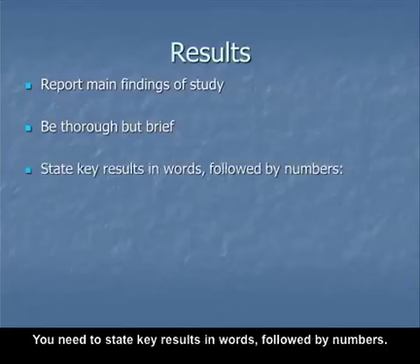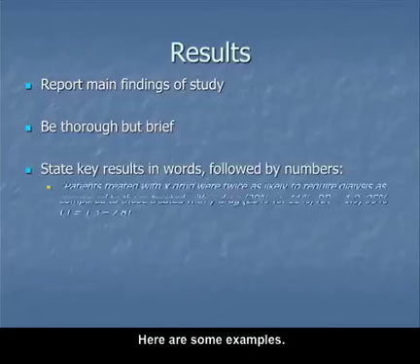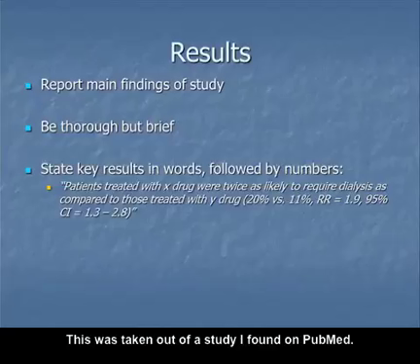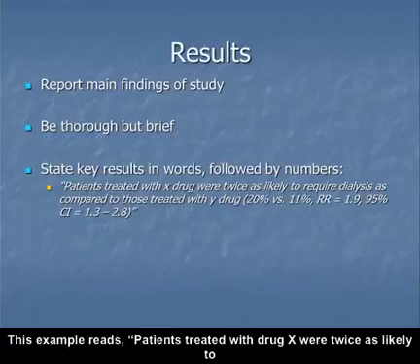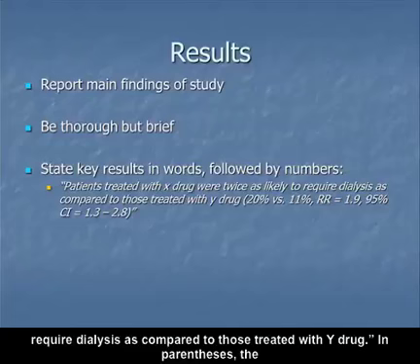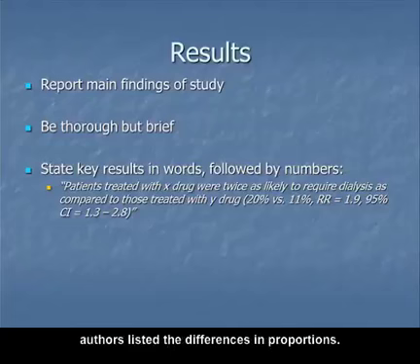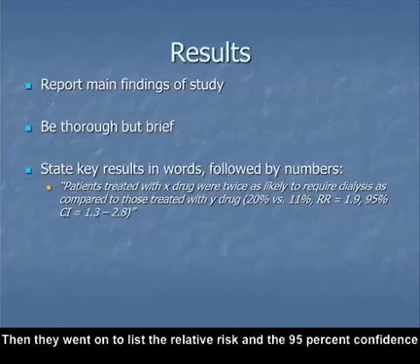You need to state key results in words, followed by numbers. And here are some examples. This was taken out of a study I found on PubMed. This example reads, patients treated with drug X were twice as likely to require dialysis as compared to those treated with the Y drug. And in parentheses, the authors listed the differences in proportions. In this case, it was 20% versus 11%. And then they went on to list the relative risk and the 95% confidence interval.